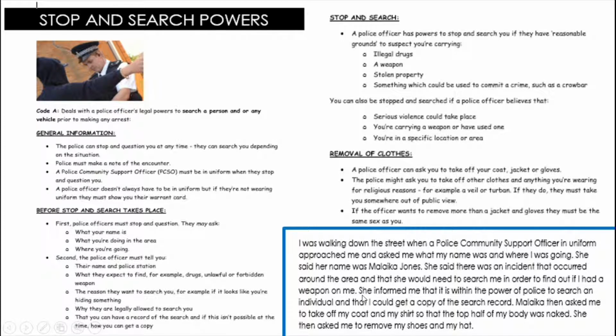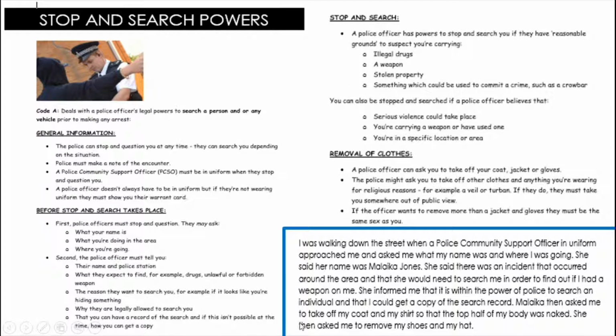If we carry on reading, it says, she informed me that it is within the power of the police to search an individual and that I could get a copy of the search record. So Malika Jones has explained why they're legally allowed to search you, and has also said that you can have a record of the search, and if this isn't possible at the time, how you can get a copy. So she hasn't really breached her powers so far. Let's see if she's breached her powers since the stop and search has begun.